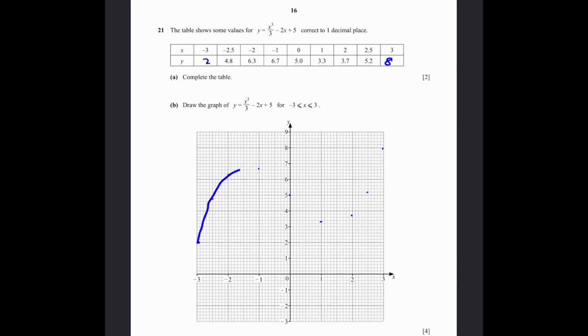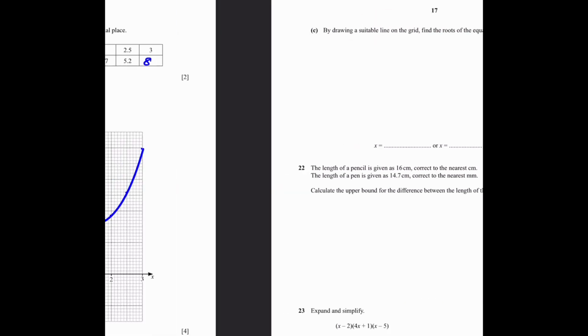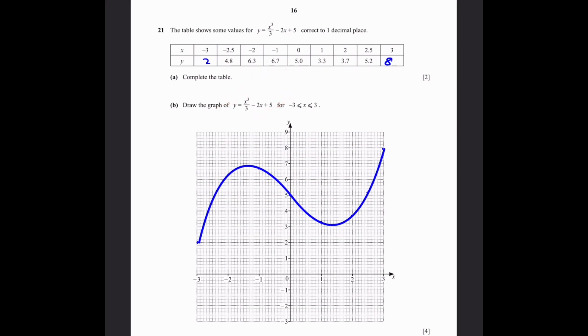Now you can draw a smooth, continuous curve between all of them. You have to make sure that it passes through each point correctly. That's the answer. Now going to part C. Drawing a suitable line on the grid, find the roots of the equation x cubed by 3 minus 1.5x plus 1 equals 0. How do you bring this back to our original equation over here?